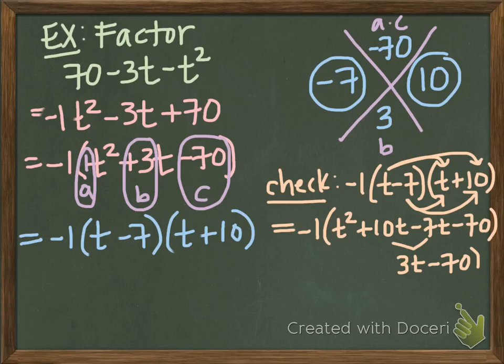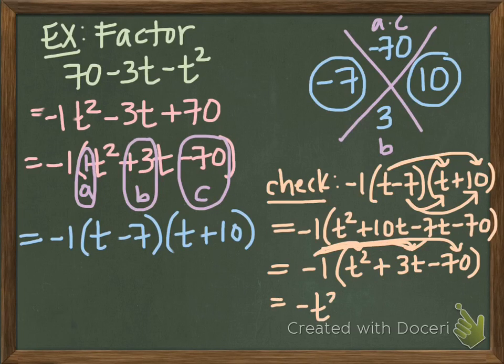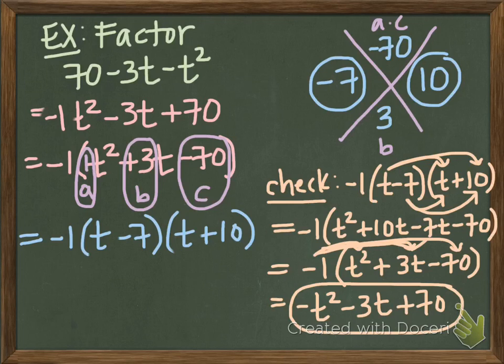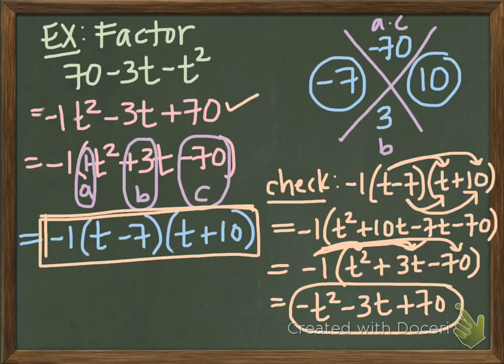Bring down everything else. And remember, there's that negative 1 in front. So now is the time when we distribute that negative 1 into our parentheses. And all that does is change the sign of everything. Negative 1 times t squared is negative t squared. Negative 1 times 3t is negative 3t. And negative 1 times negative 70 is positive 70. So this is what we get. And that does match what I have here after we rearrange the order. So that means we did factor correctly.